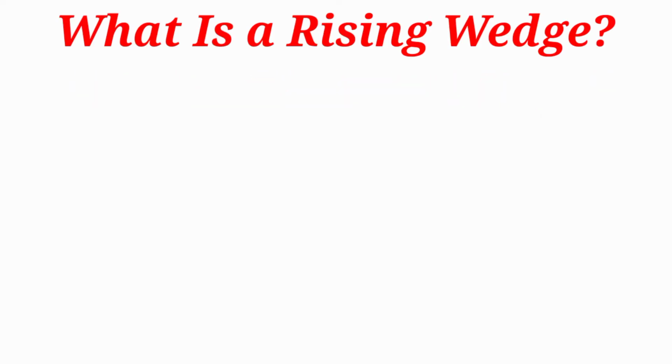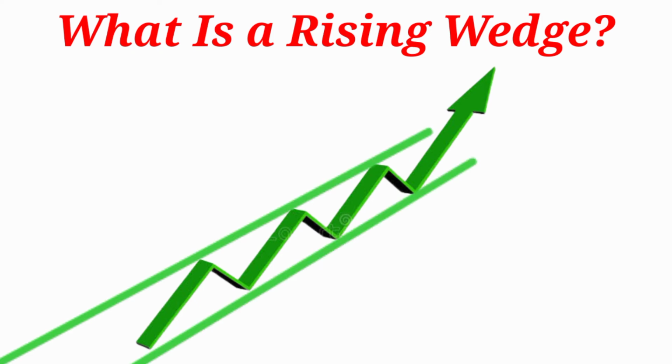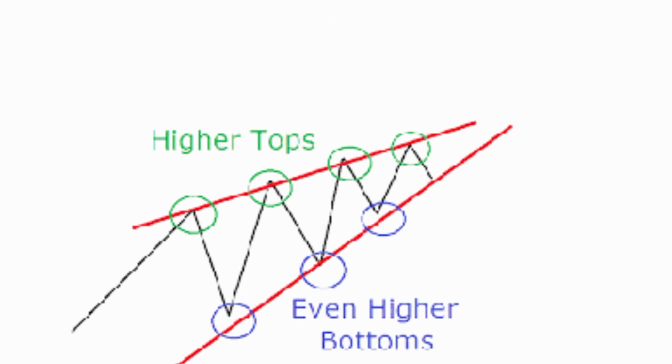What is a rising wedge? A rising wedge is a bearish chart pattern consisting of two converging trend lines, with the first line connecting the recent lower highs and higher highs, and a second trend line connecting the recent lows. The resulting shape looks like a triangle that is angled upward.